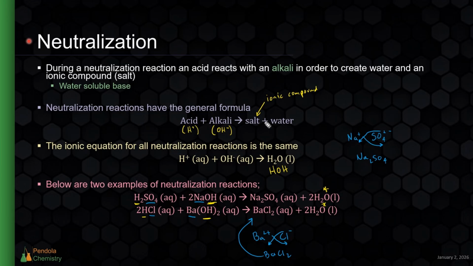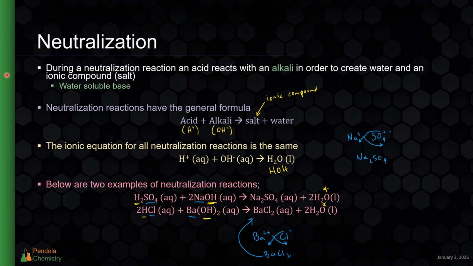Neutralization reactions are always going to make that water that we discussed, and they're always going to make an ionic compound created from the anion of the acid and the cation of the base. And they always create water because acids always have hydrogen ions and alkalis always have hydroxide ions. Not all bases do, again, but alkalis, specifically water-soluble bases, do.